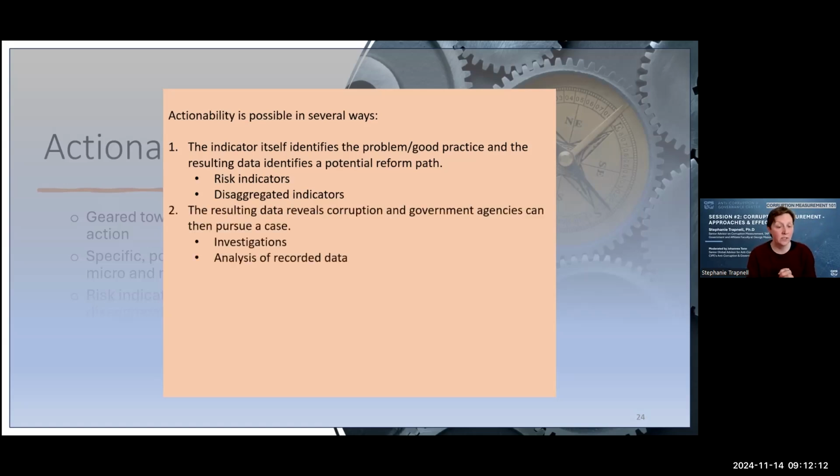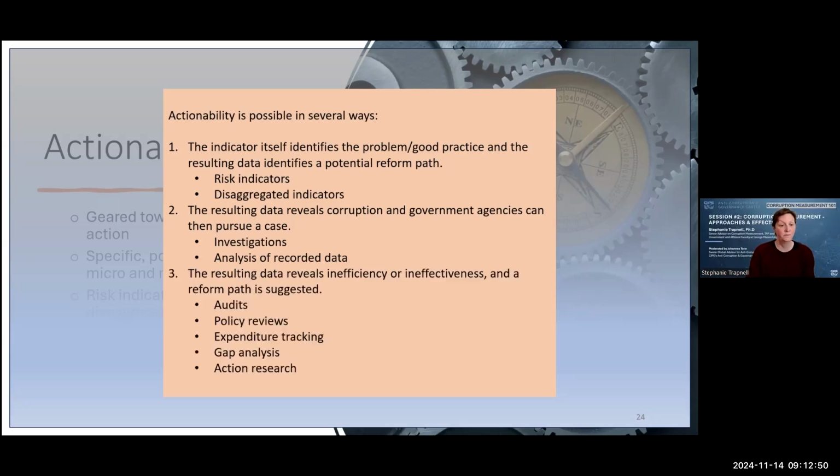A second way you can have actionability is the resulting data reveals corruption. That would be the best case scenario. And then government agencies can pursue a case. And that works with investigations and investigative journalism, with scandals, and then analysis of recorded data. Beneficial ownership data, for example, is proving really helpful for identifying areas of risk and possible areas of malfeasance. There are other types of databases that collect information on convictions, collect information on fines and penalties, and you can pick out the patterns if you analyze it. And that's a good way you can make it actionable.